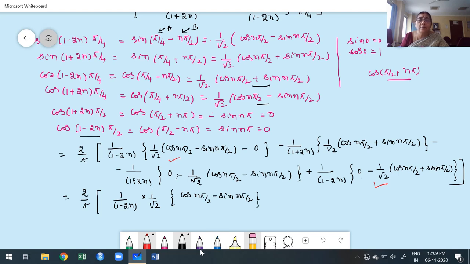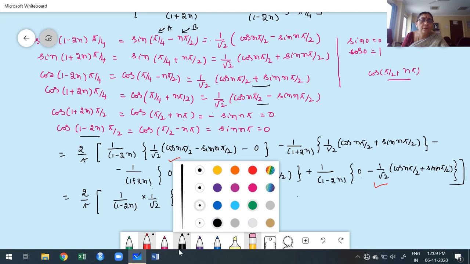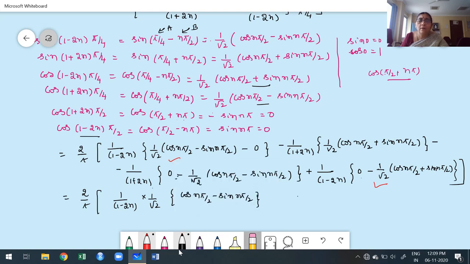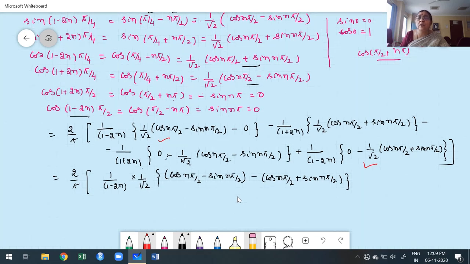Now I'd better write this. Just a minute, I use a different bracket. This is one bracket. This is the first term. I keep the bracket for the small bracket. Plus into minus is minus cos of n pi by 2 plus sine of n pi by 2. Okay, fine. The next step, collect the terms having 1 plus 2n. Observe carefully, the terms having 1 plus 2n are this term and this term. Now I have to take minus into minus, this is plus.